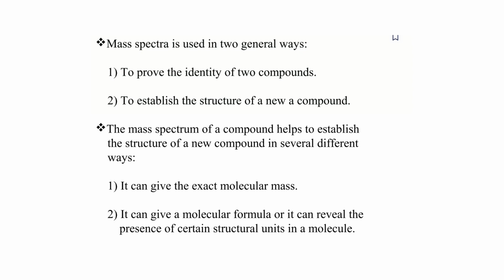Mass spectra are used in two general ways. One is to prove the identity of two compounds, and two is to establish the structure of a new compound. The mass spectrum of a compound helps to establish the structure of a new compound in many different ways. It can give the exact molecular mass, it could give a molecular formula, or it can even reveal the presence of certain structural units in a molecule.